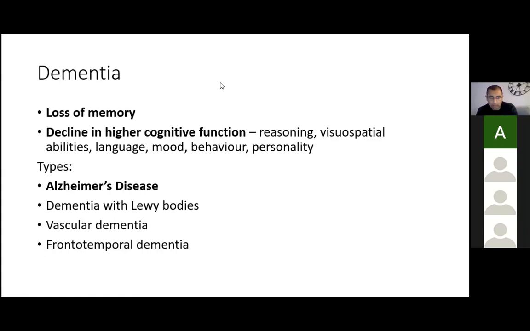So hemorrhagic transformation: basically, if they've had an ischemic stroke, they could bleed into that area of ischemia. And that's what we call it when it's transformed into a hemorrhagic stroke, or hemorrhagic transformation.